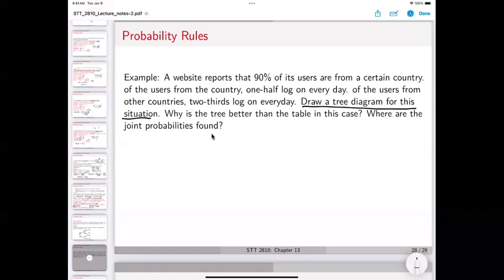So let's do it together. We are told that a website reports that 90% of its users are from a certain country. Is that okay? You can see from here.